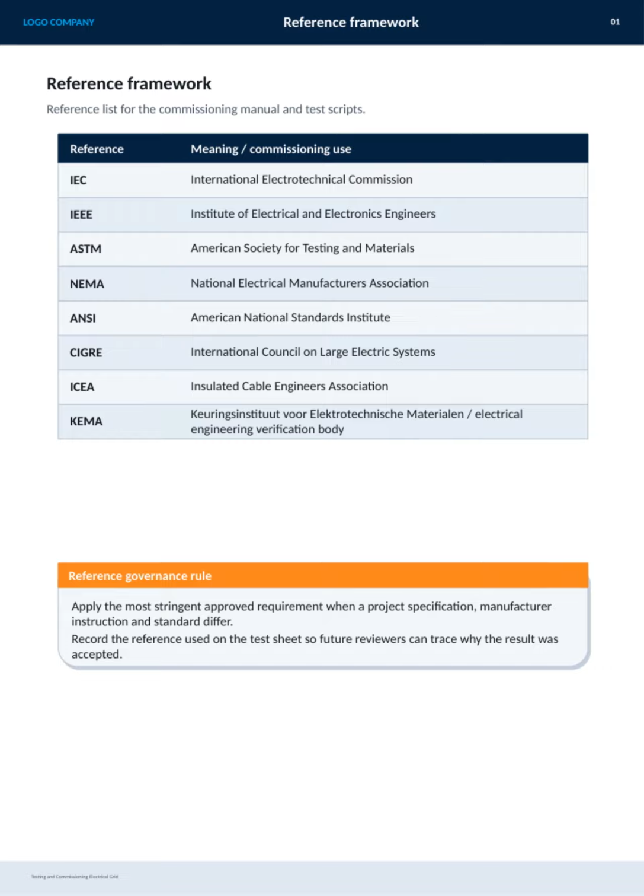We also have ANSI, the American National Standards Institute, and CIGRE, the International Council on Large Electric Systems, which focuses on large-scale electrical systems. Additionally, ICEA provides standards for insulated cables, and KEMA serves as a verification body for electrical engineering materials. A crucial governance rule to remember is that when project specs, manufacturer instructions, and standards differ, you must apply the most stringent approved requirement. Plus, always document the reference used on your test sheets. This way, anyone reviewing the tests later can understand exactly why a result was accepted.